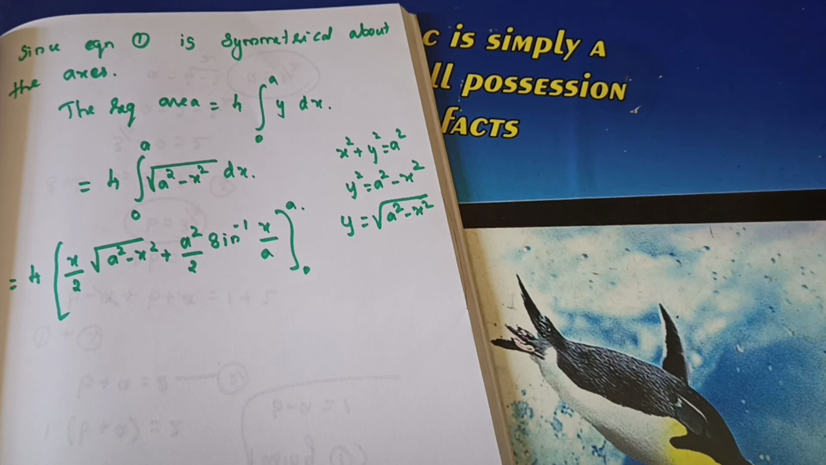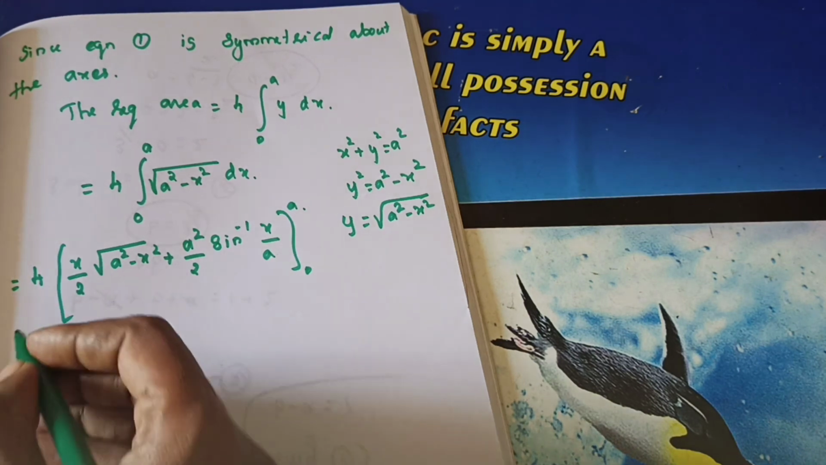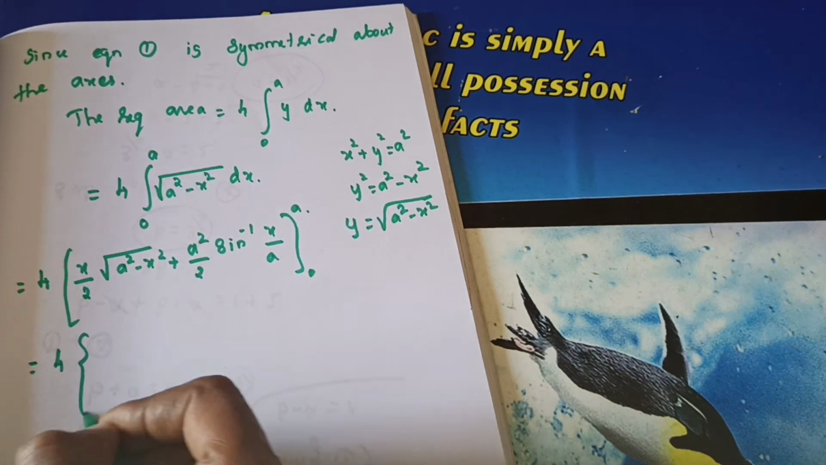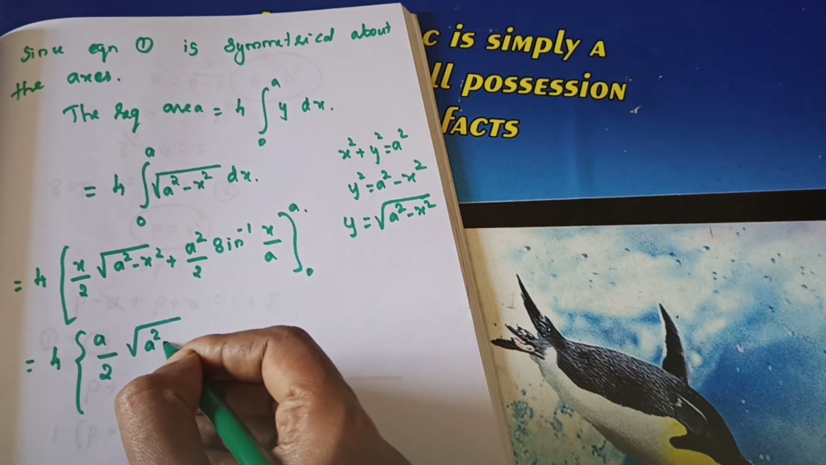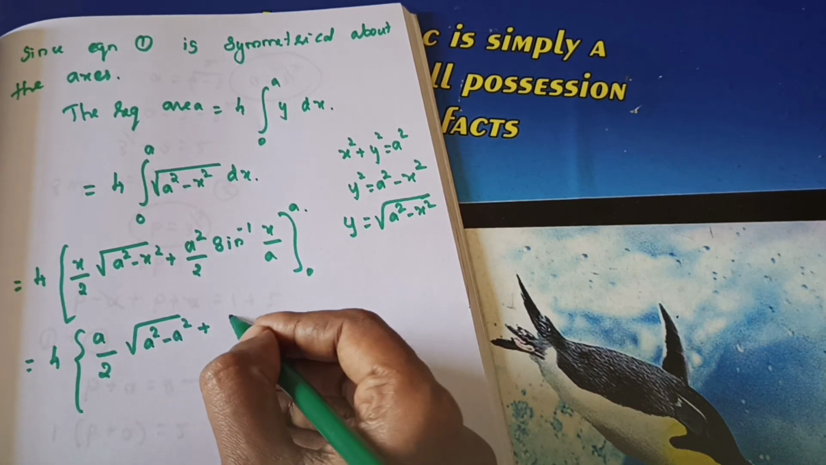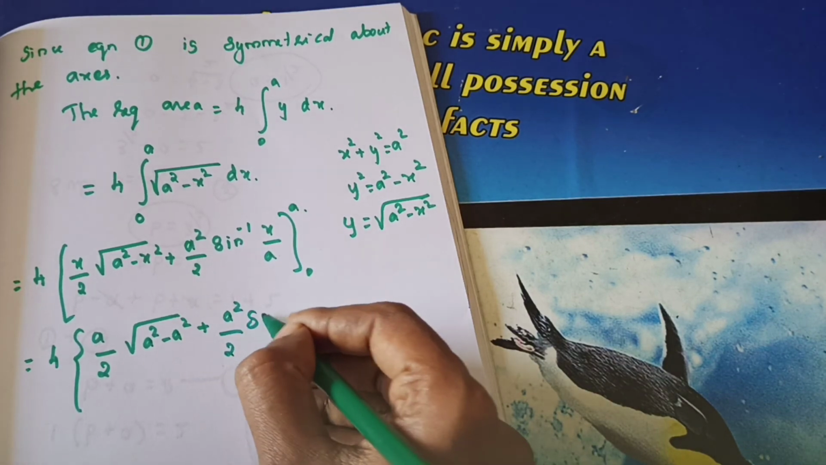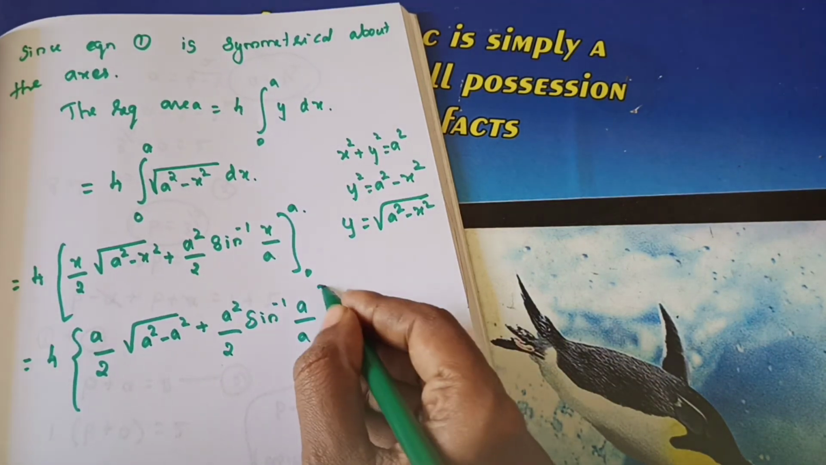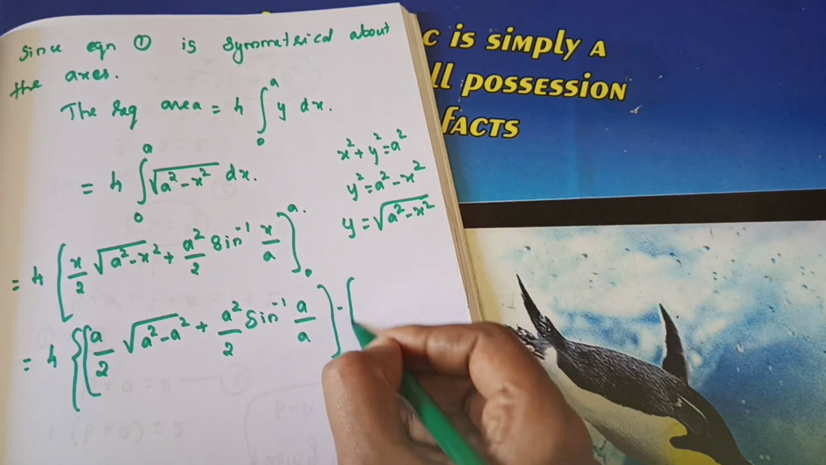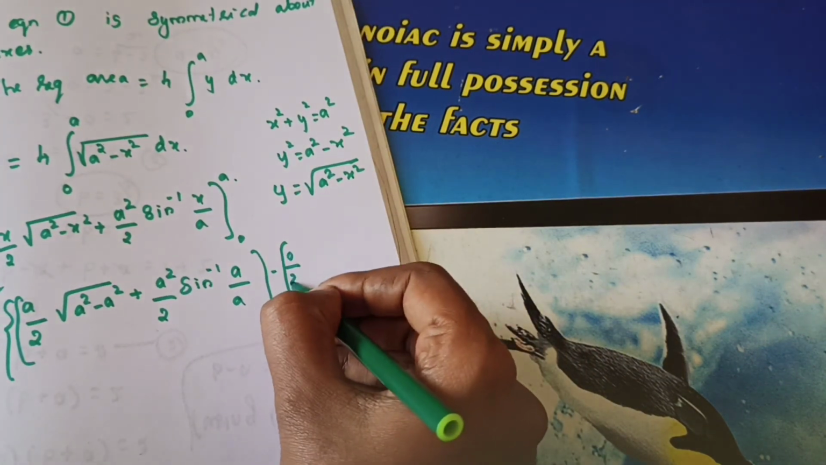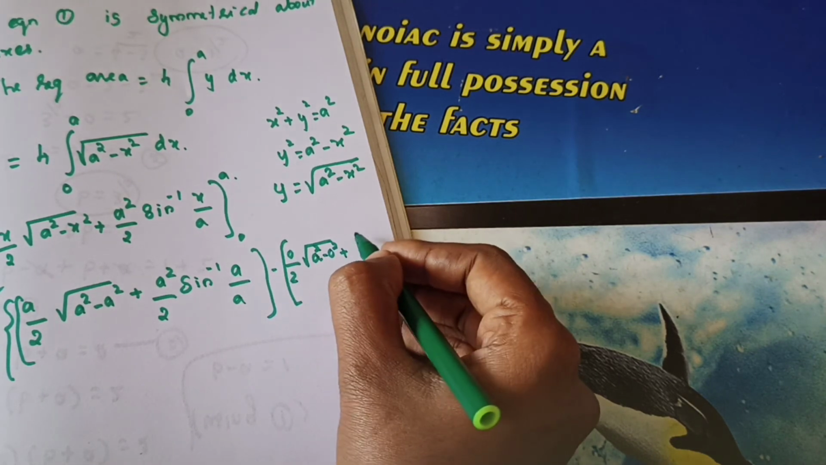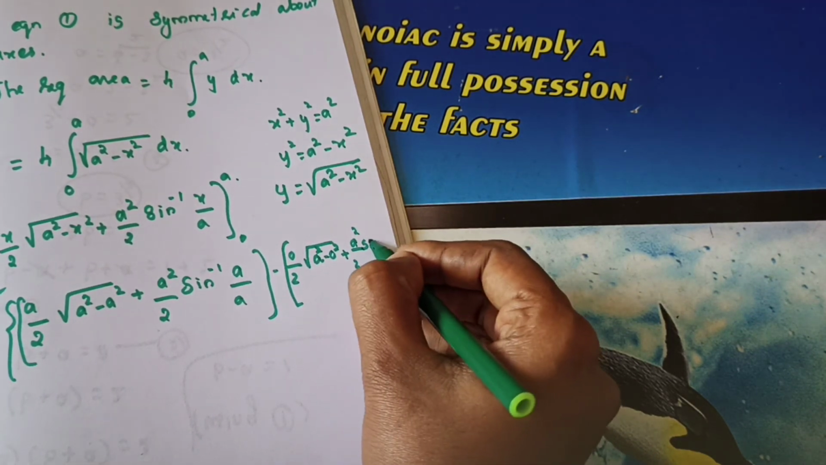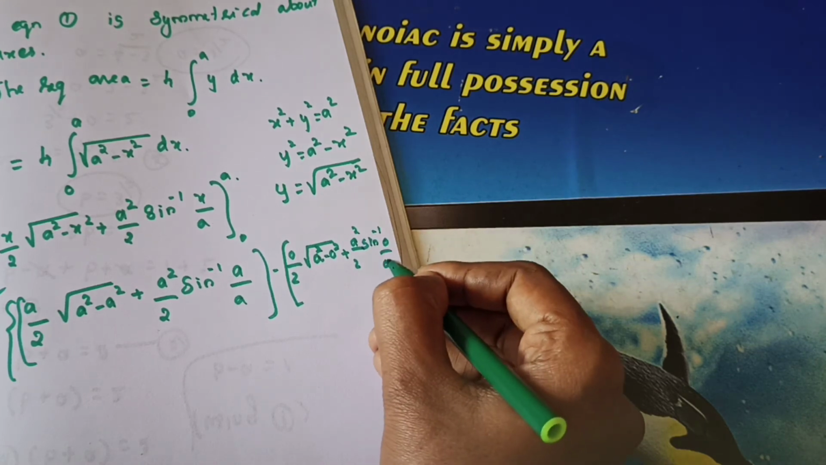Okay, so now you substitute upper limit minus lower limit, you will get the answer. Okay, do it very carefully. 4 is common for everything. Apply the upper limit: a by 2 square root of a square minus a square plus a square by 2 sine inverse of a by a, minus, then the lower limit: 0 by 2 square root of a square minus 0 square plus a square by 2 sine inverse of 0 by a.